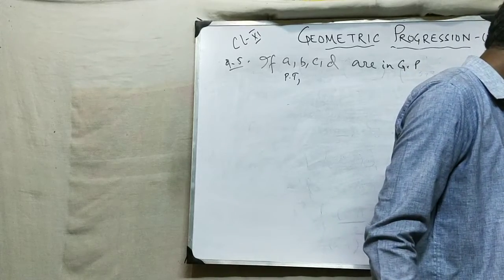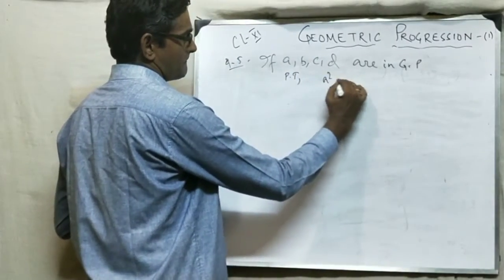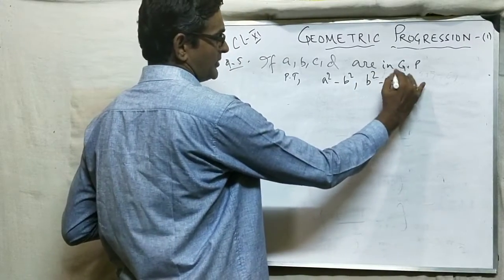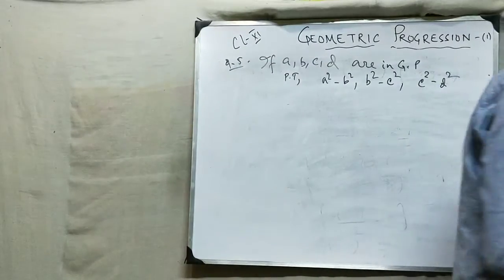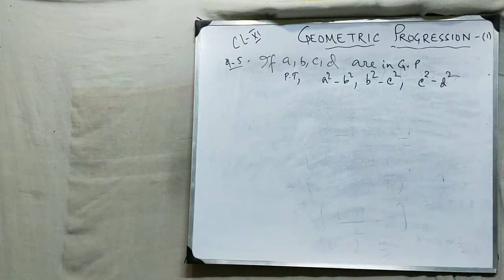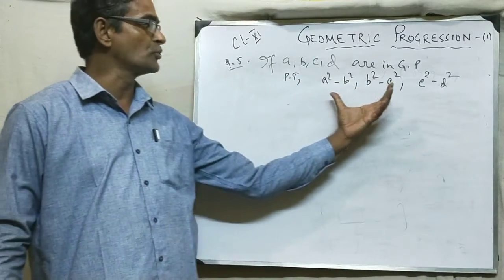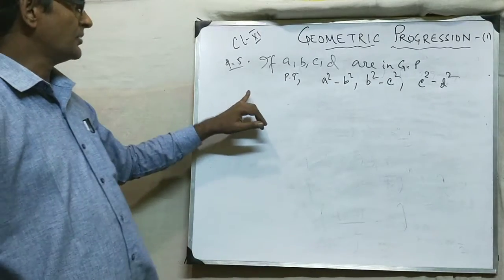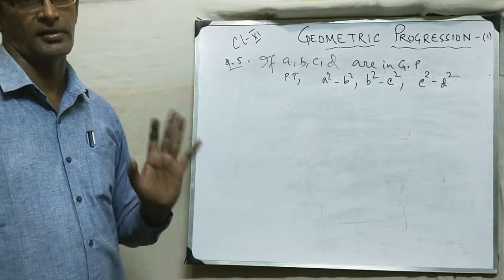prove that a square minus b square, b square minus c square, c square minus d square are also in GP. Okay. So the question is clear-cut. If a, b, c, d are in GP, we have to prove that these 3 terms are also in GP. Acha. So right, given a, b, c, d are in GP, let the common ratio be r.